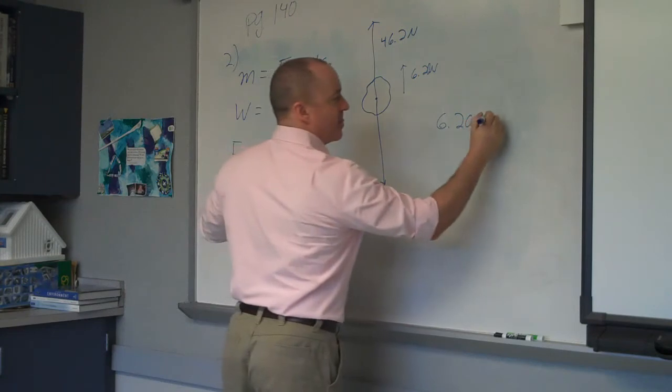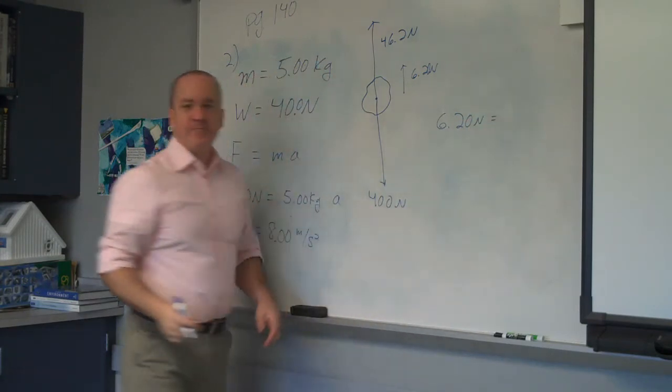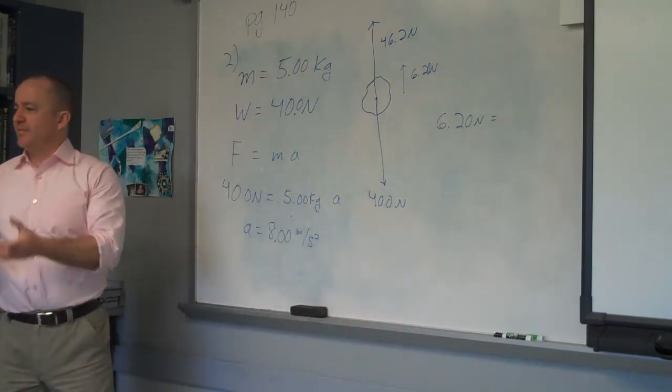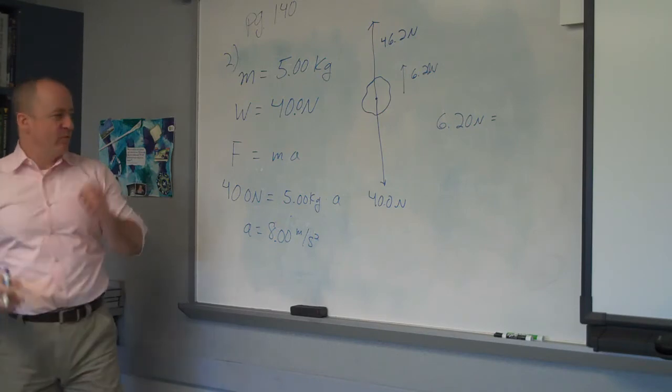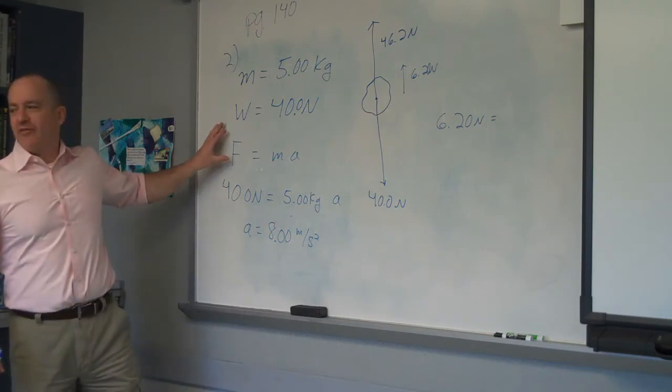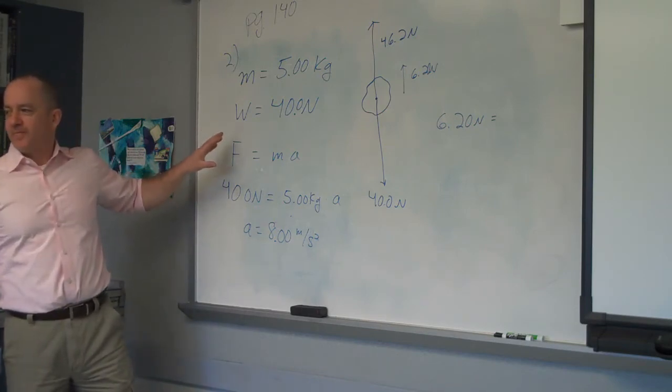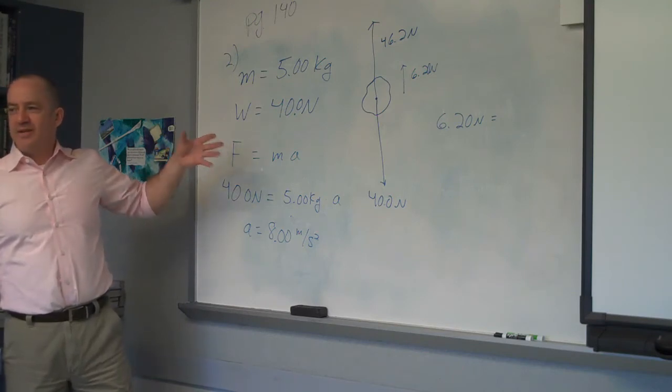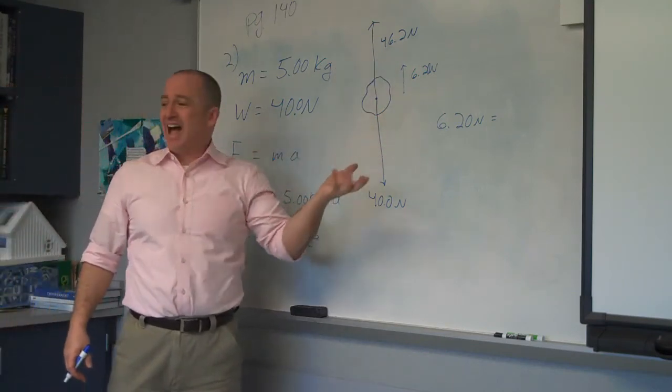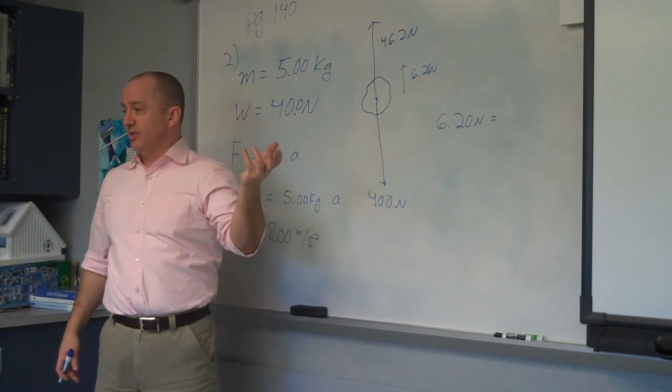Why can't you do 46.2? Because it's the final force. Well, because in this case, what I'm leaving out for notation is this F is the sum of all forces. Because this 46.2 newtons has to overcome that 40 newtons.